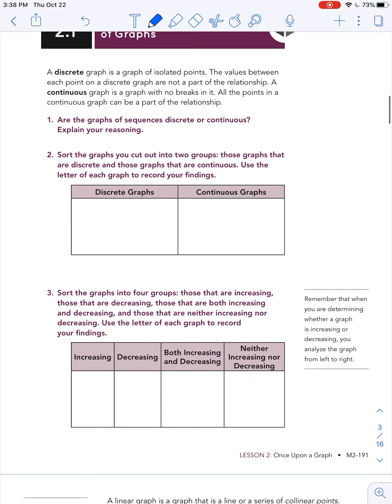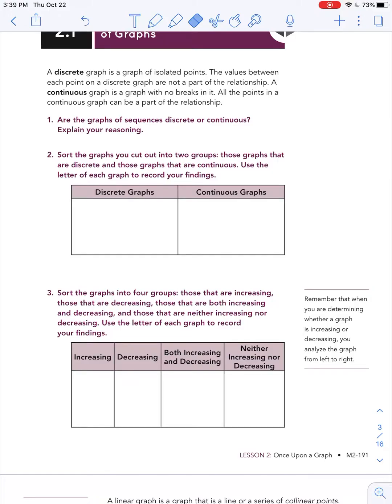Okay, so on this one, a discrete graph is a graph of isolated points. So it just wants points, like that. Continuous is when it may not be an actual line, but it's connected. The points are connected. They have connection to them. Okay, I am so erasing that because that looks ridiculous.